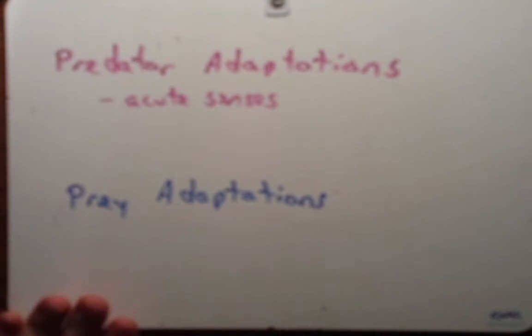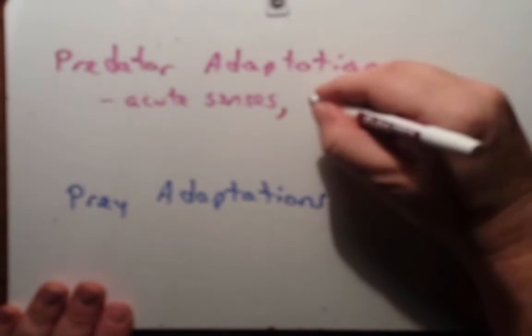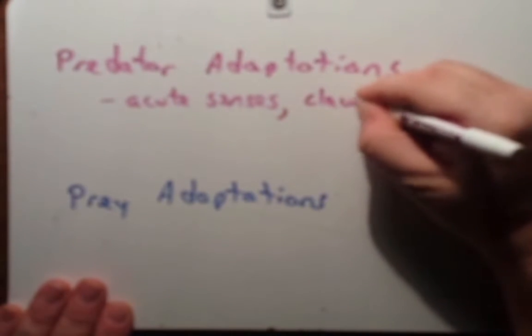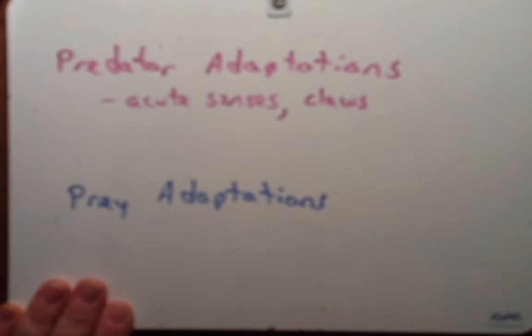This could be hearing, sight, smell, where they can sense the prey and find the prey better. You know, like the vision of an owl. They're able to see very well at night, and they have excellent vision in general, and so they're able to find that prey a lot easier. Claws would be an adaptation. Imagine a lion without claws. They would not be very effective at finding or capturing their prey.